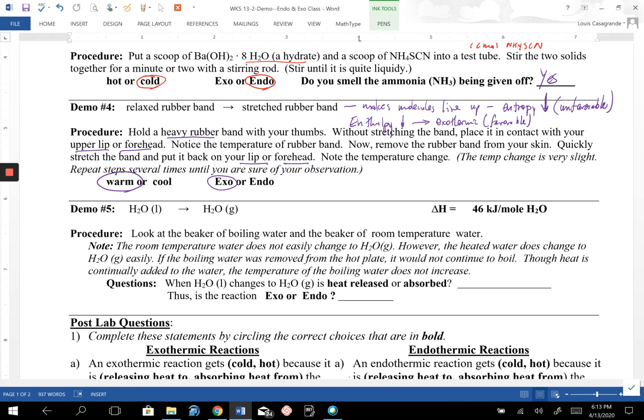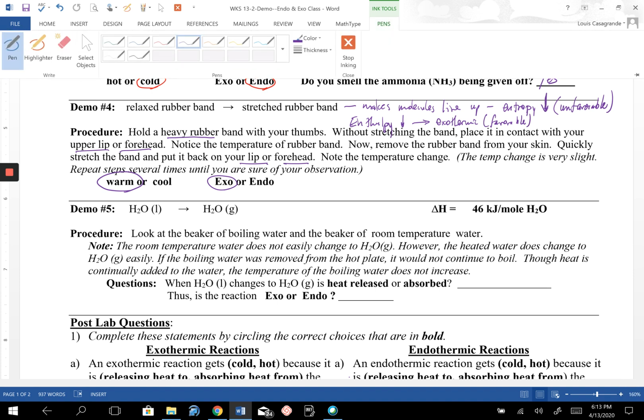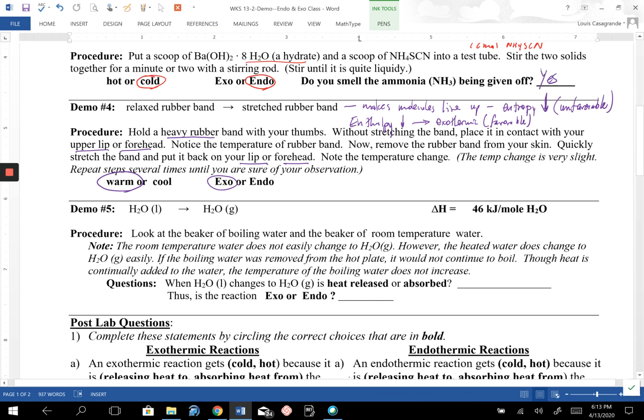Finally, number five, you could do this one as well. Go put on a pot of water on the stove and let it start boiling. Look at the beaker of boiling water. Now, you picture a beaker of boiling water. You've always seen this boiling water, but you probably never thought about it.